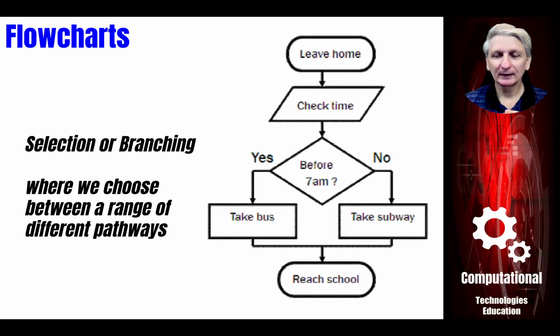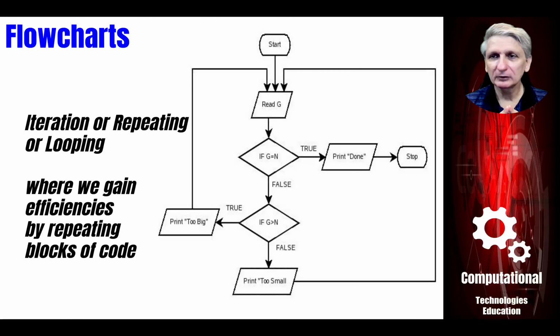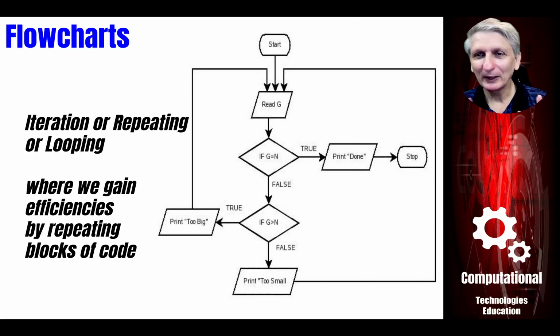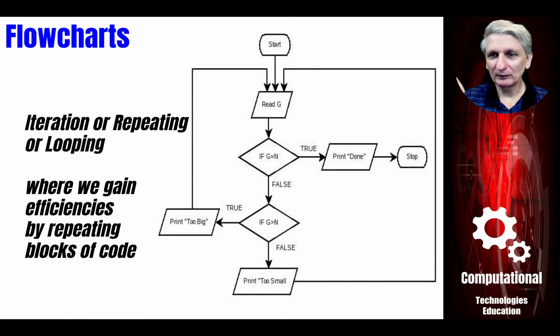And the third aspect of algorithms is around what's called iteration, or repeating, or looping. This is where we create efficiencies by repeating blocks of code. So in this case, we start, we're going to read a value for G. If G is equal to N, then we're going to say we're finished. If it's not equal to N, then we're going to say G is still too small, and we're going to go back and read G again and ask for another number of G.